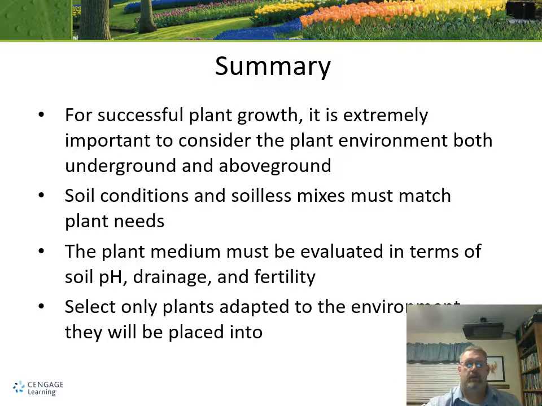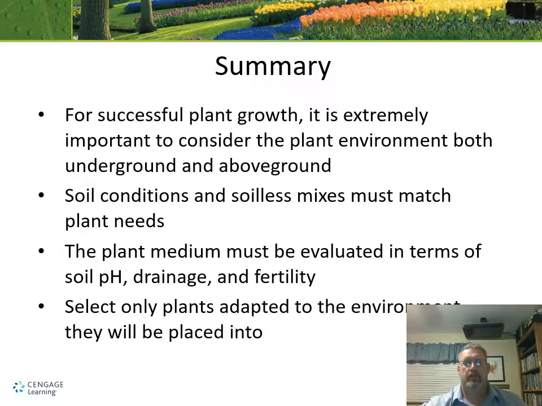We really have to take into account the plant environment both above the ground and below the ground. We have to understand soil conditions and how those can affect plant growth. Plants are plants, but they can't grow without water. They can't grow without soil. There's many, many things that are needed for that plant to grow and to be a viable organism. So make sure you understand all of the different things within the environment that can affect a plant's growth.